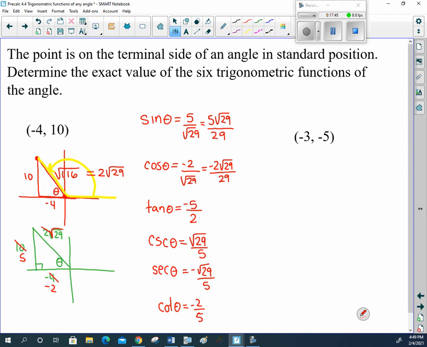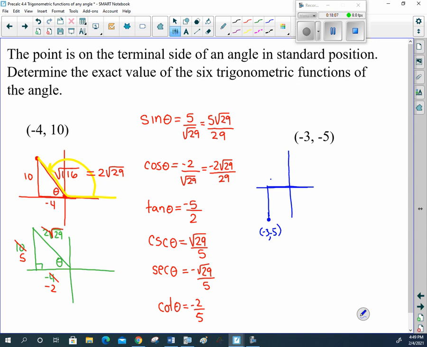Let's graph that point. Okay, so we're going to do that again. So this time we're at negative 3, negative 5. So once again, you're going to draw yourself a little coordinate plane. Just make a sketch so we can see what's happening. I moved left 3 and down 5. So here's my ordered pair right here. That's the point negative 3, negative 5.